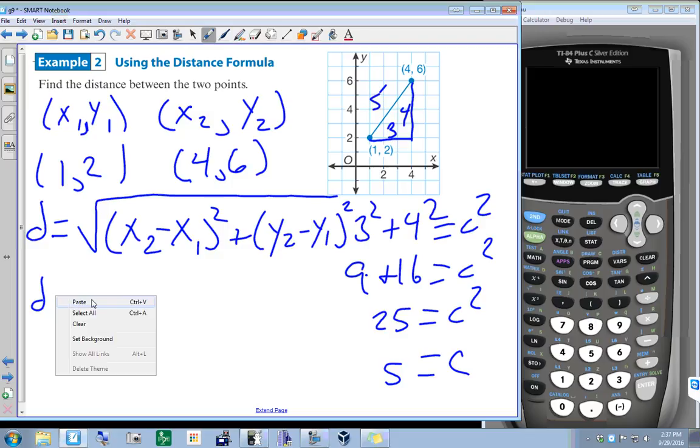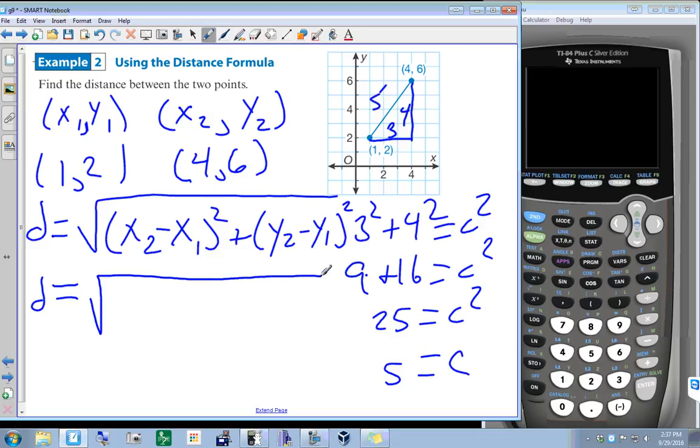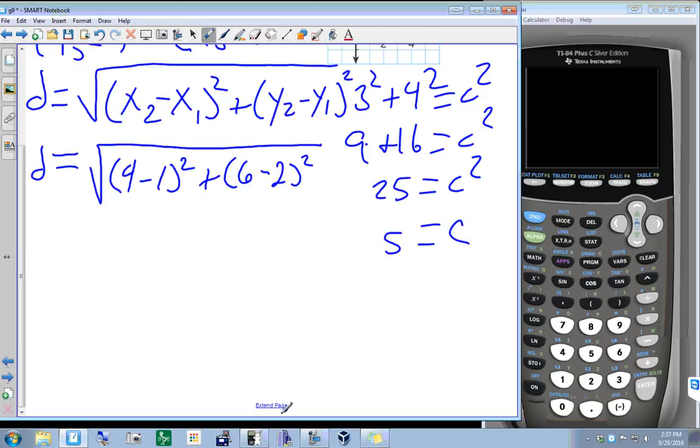D is equal to the square root. What number is x2? 4. So I got 4 minus 1 squared plus y2 is 6 minus 2 squared. So I just pulled it right out of the information. It just set it down, right? Have I done anything super difficult yet? No. Now I realize this is going to be one of the difficult parts of this.